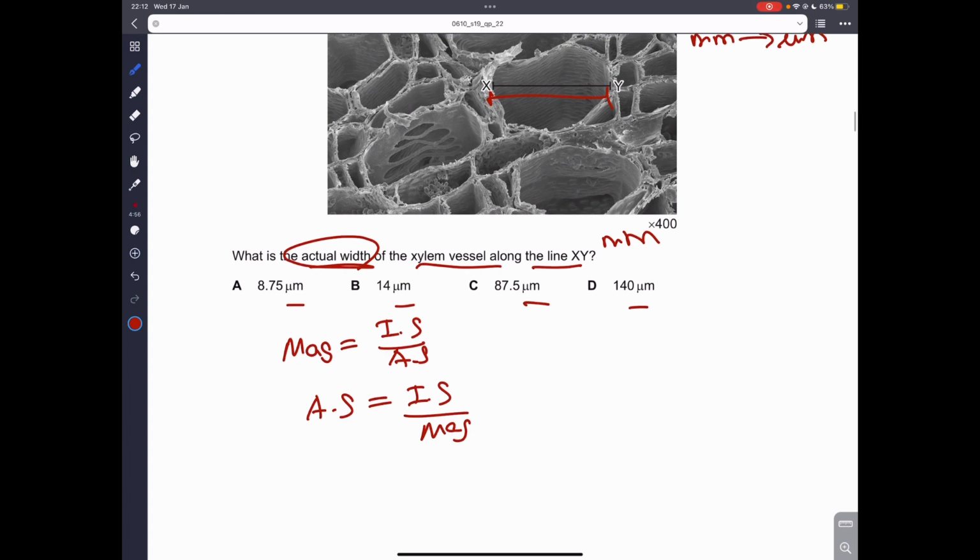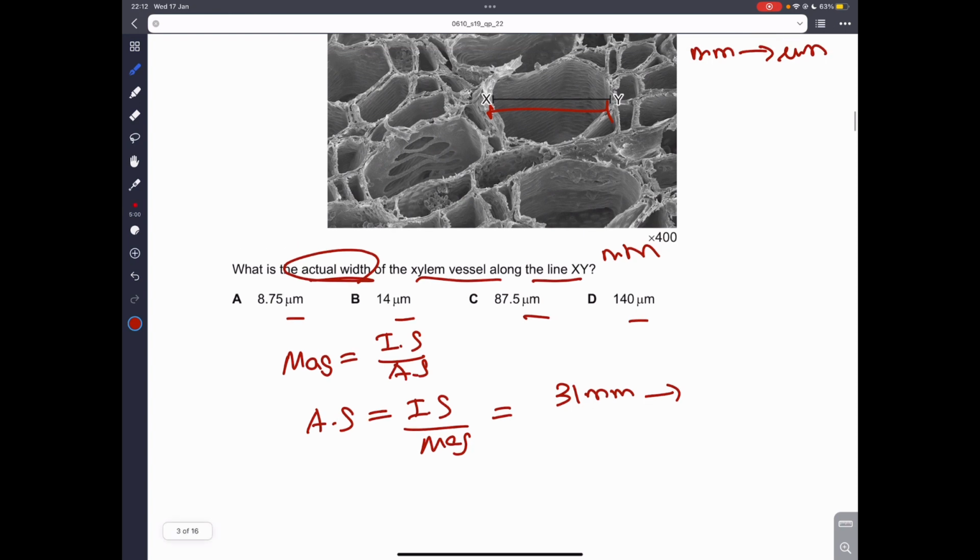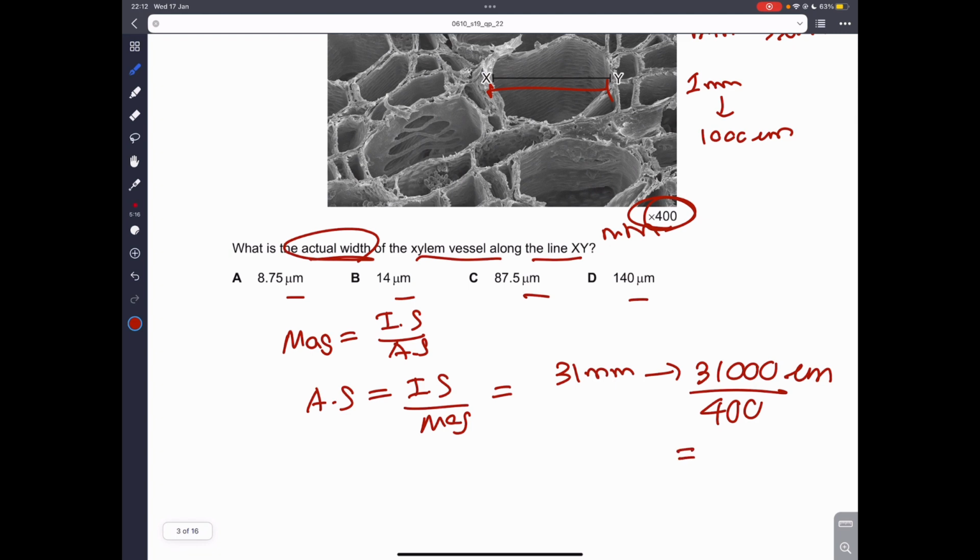Now this size is actually 31 millimeters, and we are going to convert it into micrometers, because 1 millimeter, remember, is 1000 micrometers. So we multiply by 1000 to get micrometers. Now the magnification is given as 400, so we divide by 400. This is going to give us an answer of 87.5, somewhere close to that. So the answer is going to be C.